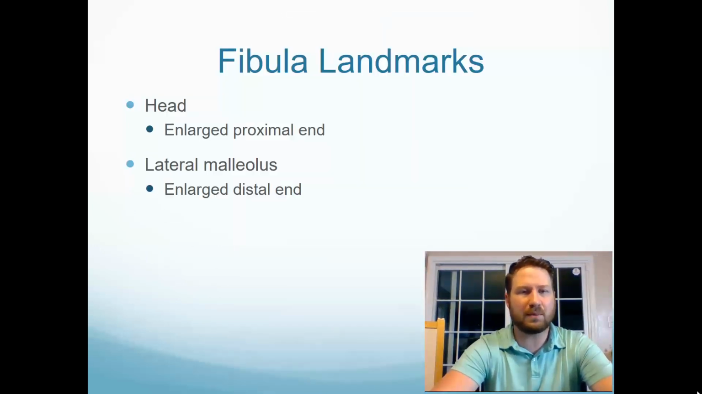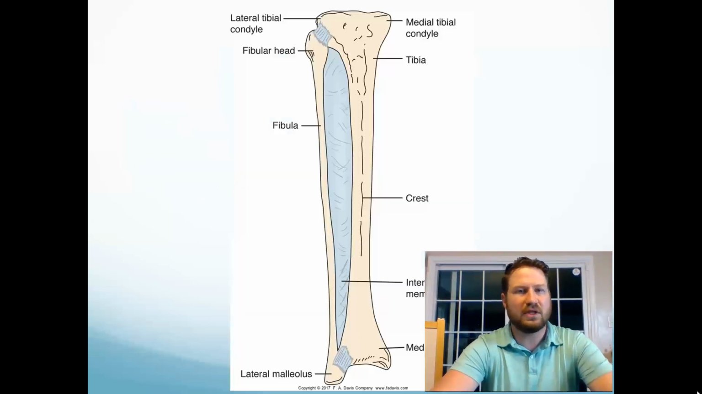So the two main landmarks on the fibula are the head, which is the large proximal end, and then the lateral malleolus, which is the enlarged distal end. If you've been involved with any type of athletics, you know that the ankle has two malleoli, a medial and a lateral. And what's interesting is that those two aspects are made up of different bones. It is not just one bone that makes up the medial and lateral. The medial is on the tibia and the lateral is on the fibula.